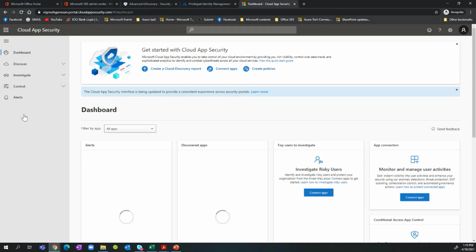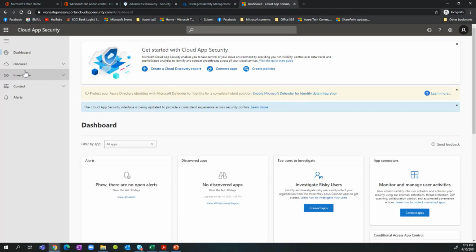So this is nothing but Microsoft's own CASB solution, and just make sure that you have a proper E5 license, because there is a part of Microsoft's CASB which requires E3, specifically the app discovery, and then there is a part of Microsoft's CASB which requires E5. So make sure that you have the right set of licenses.